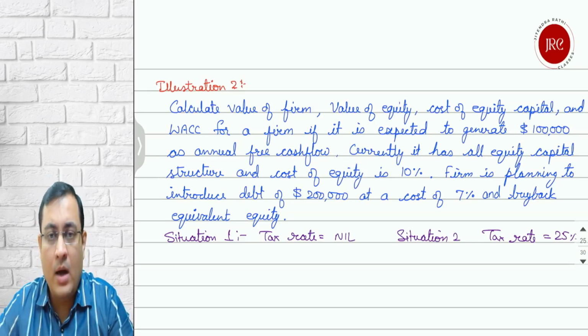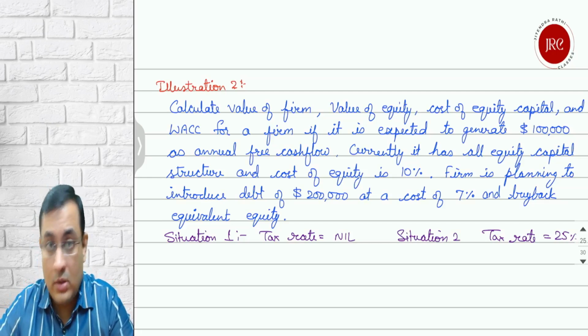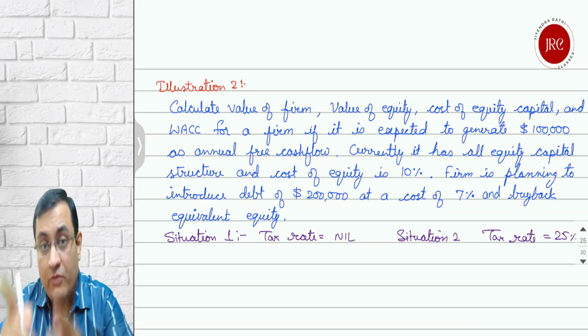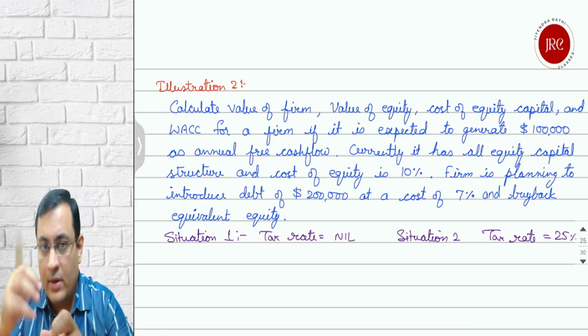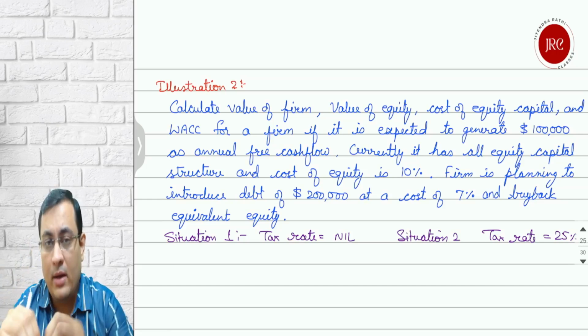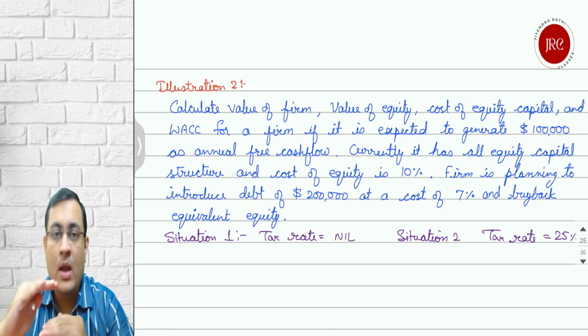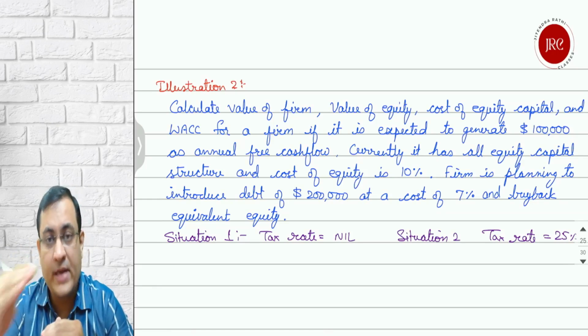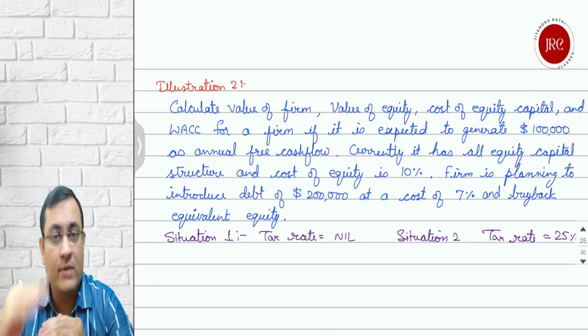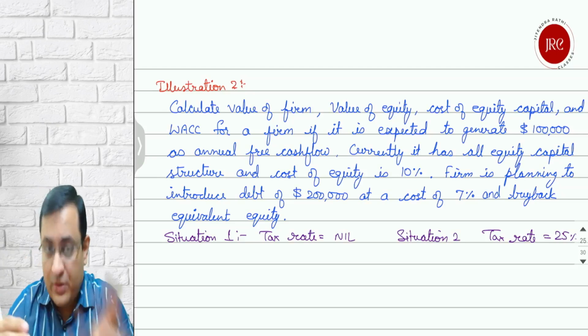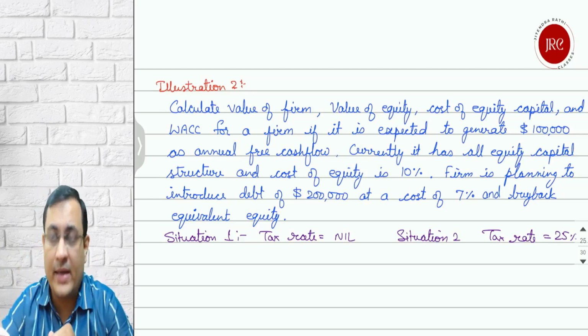again valuation, again cost of equity, again WACC calculation. Earlier we were doing the illustration with two different companies. One was unlevered and second was levered, and now I am going to change my unlevered company to levered company, and we'll see how the valuation is going to change, how cost of equity is going to change, and what will be the effect on WACC if there are no taxes and if there is a tax rate.